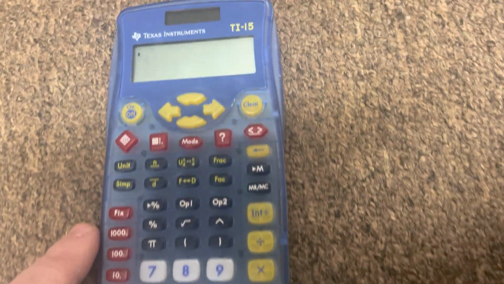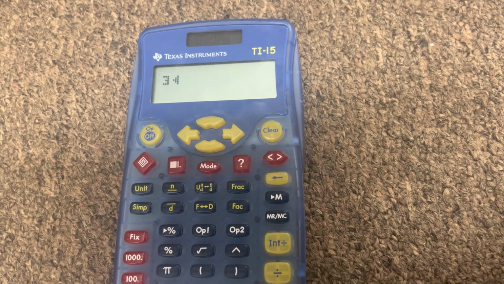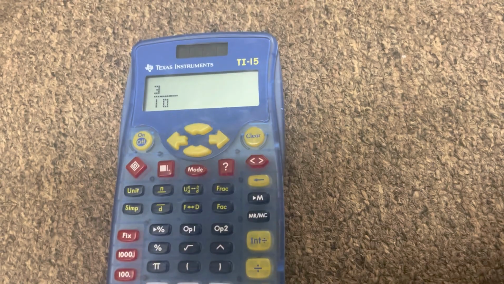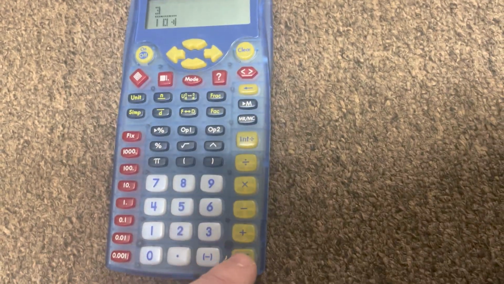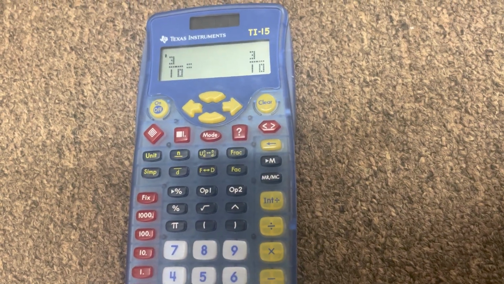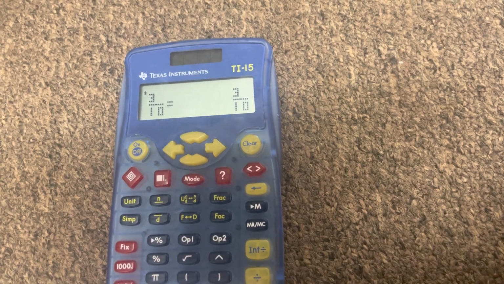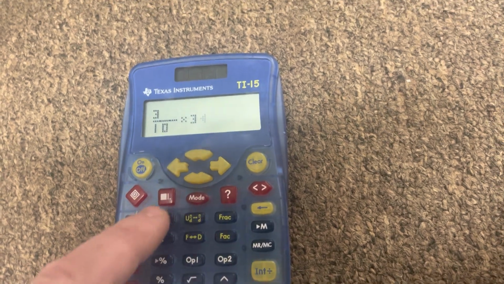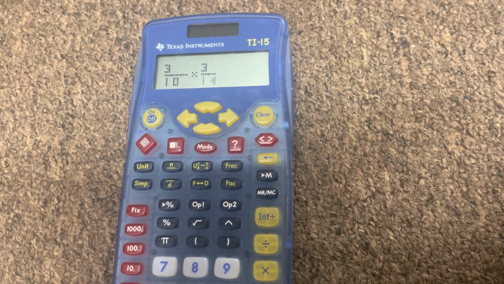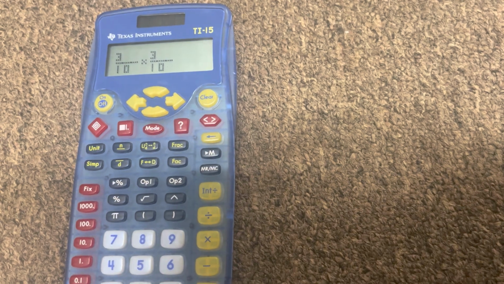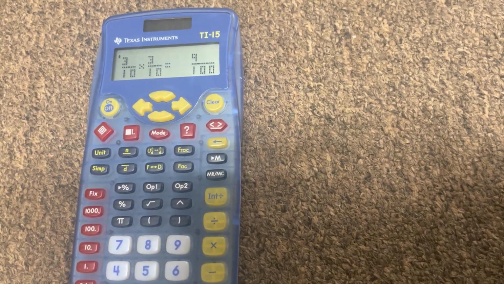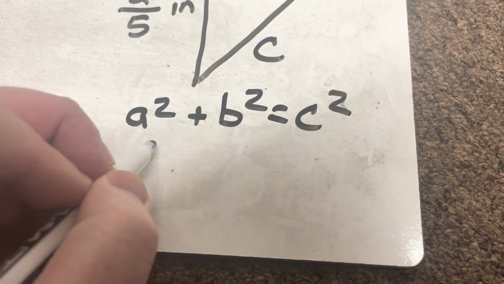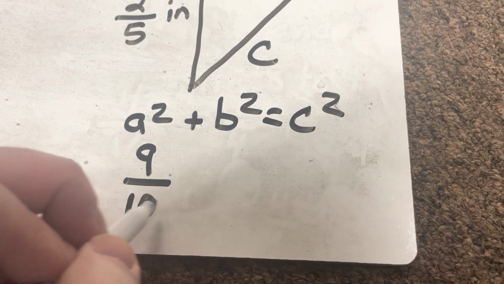Struggling with the calculator here today is Mr. Swack. 3. We're going to make that my numerator. Then we're going to make 10 my denominator. All right. Then we're going to press enter. And we're going to multiply that by 3, numerator, 10. And we're going to say that that equals 9 over 100. So we're squaring 3/10 times 3/10, and that's going to equal 9 over 100.